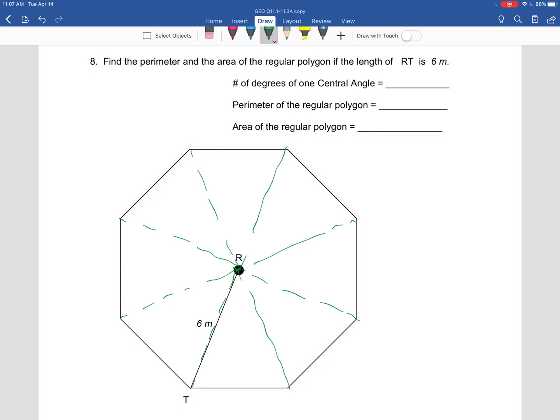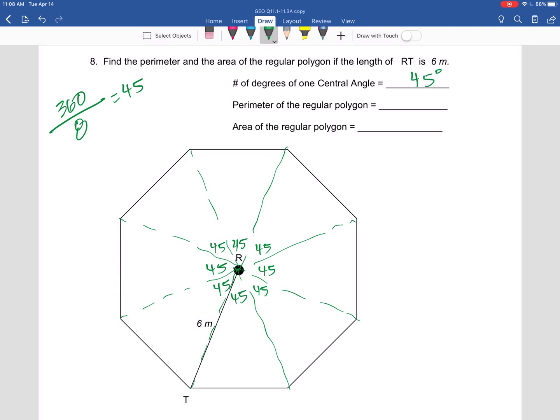It's an octagon. So I see a circle at the center, 360 degrees. Break it into 1, 2, 3, 4, 5, 6, 7, 8 equal parts. You got 45 degrees for every one of those central angles. Boom, let's put that in our answer slot. 45 degrees for a central angle.